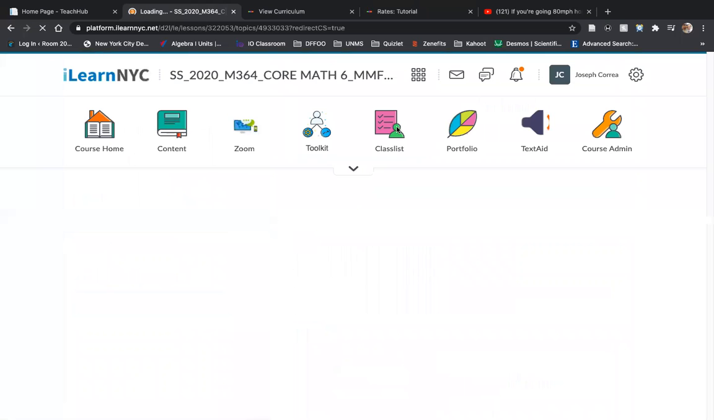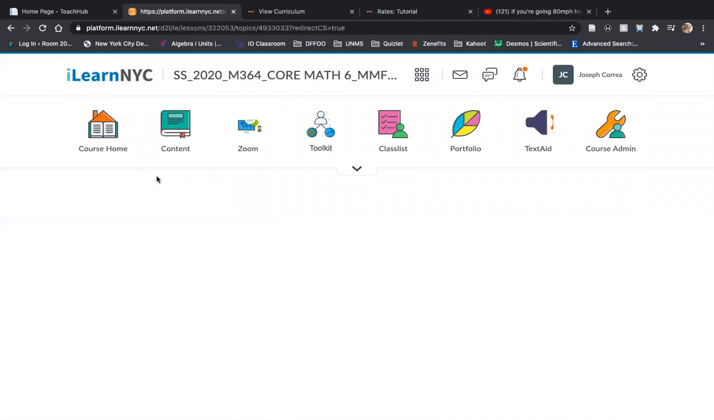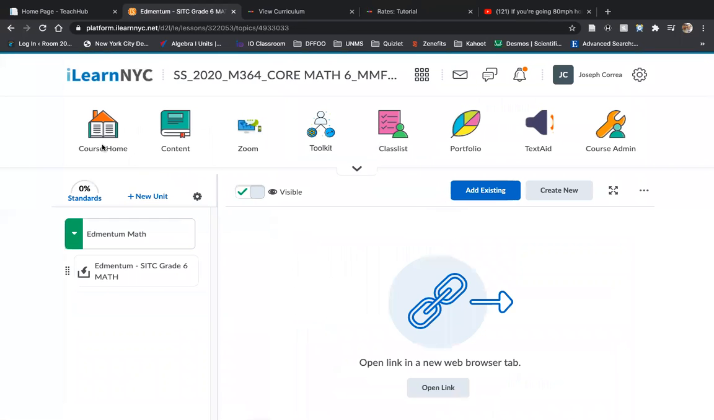All right, Noah, follow along here. The way that you get to that math work that I've been showing you is from the iLearn course page. You click on the Edmentum link here. That's going to give you something that looks like this. In the middle, it says open a new browser. You click on that, and that's going to take you over to the math.